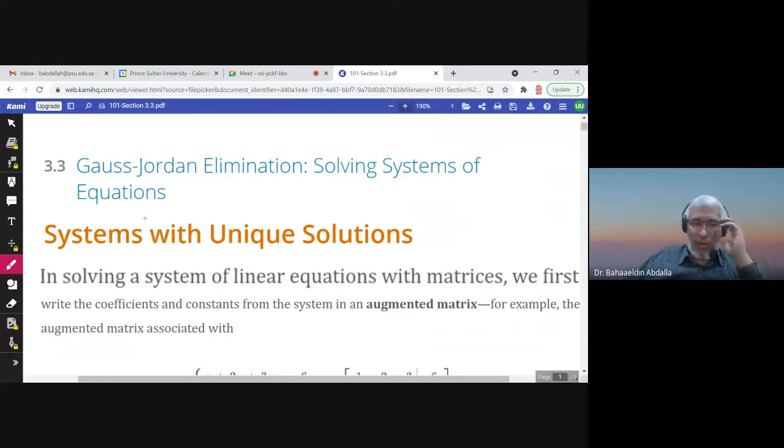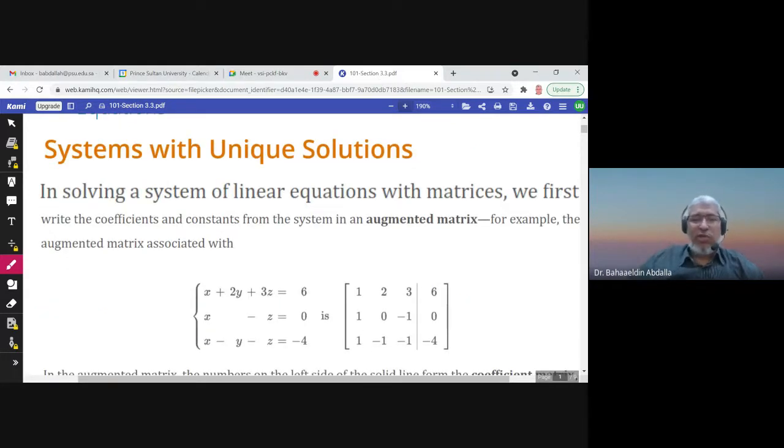This is section 3.3 and it's about Gauss and Jordan elimination, solving systems of equations. So we will talk here about Gauss and Jordan elimination method, and we will start with systems with unique solutions, so systems with only one solution. We know when we studied systems before that there are systems with one solution, there are systems with no solution, inconsistent systems, and there are systems with infinitely many solutions.